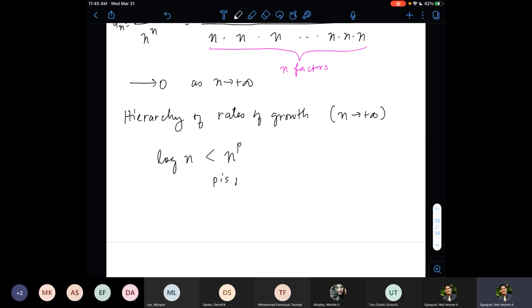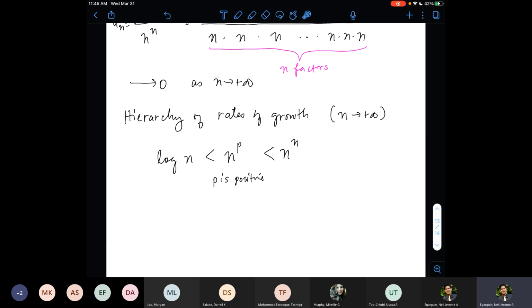P is positive. And then following n to the p will be n to the n. n to the n grows faster than n to the p and log n. So if you see a sequence of log n over n to the n, automatically you have an idea that the limit will be equal to 0 because n to the n grows faster than log n.